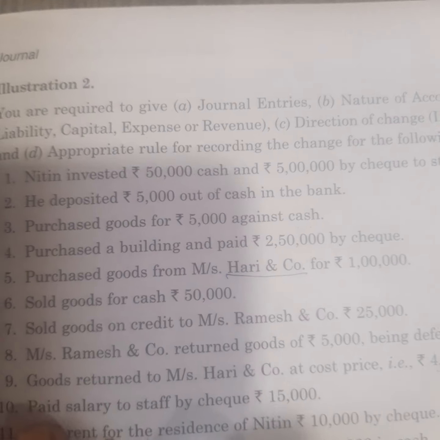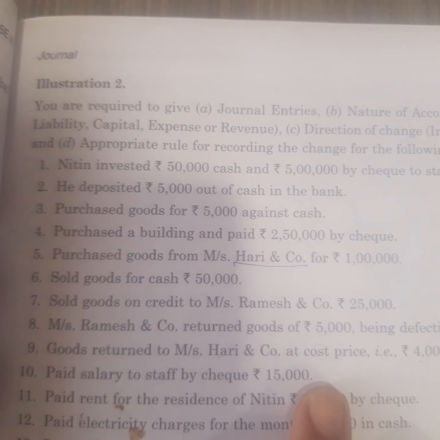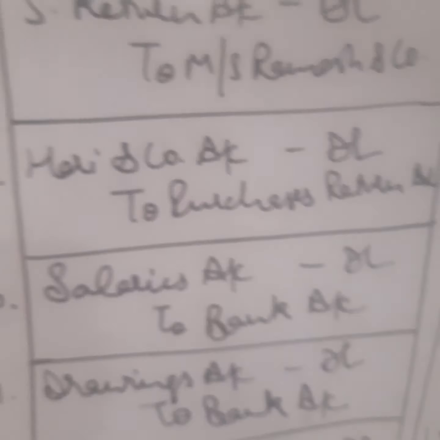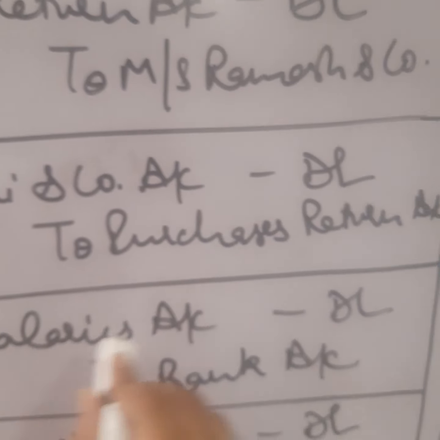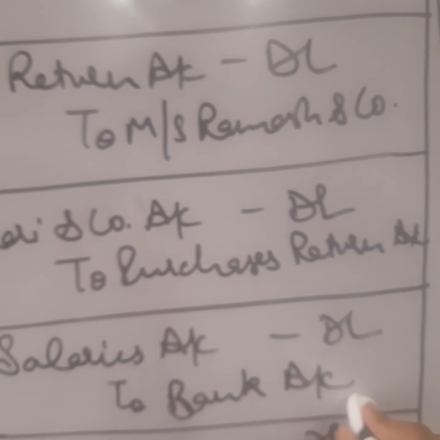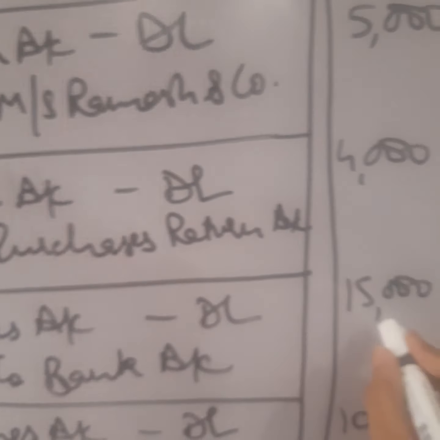Next is: paid salary to staff by check. So salary is being paid. So whenever the salary is paid, salaries is an expense. Expense is debited, it is paid through check. So the bank account, bank balance is reducing, it will be credited with 15,000 each.